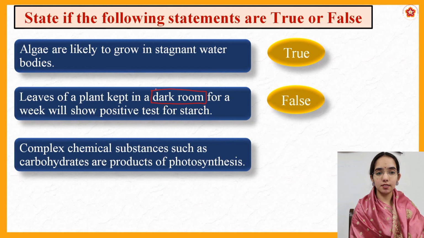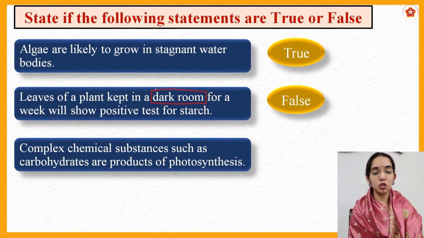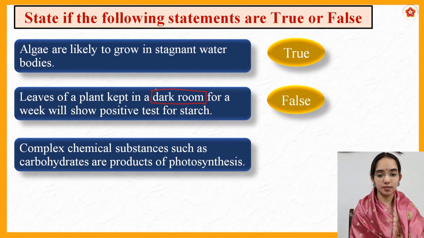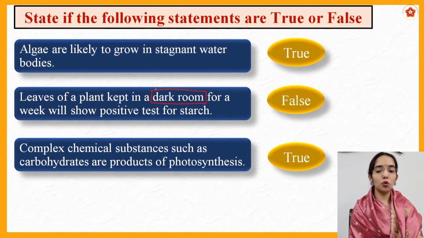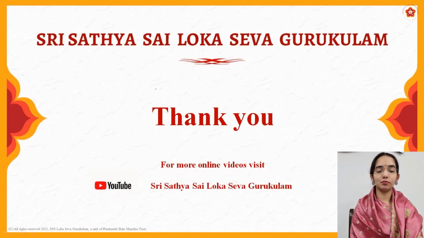Complex chemical substances such as carbohydrates are produced by the process of photosynthesis. Yes, in the process of photosynthesis, glucose is formed, and glucose is a type of carbohydrate.